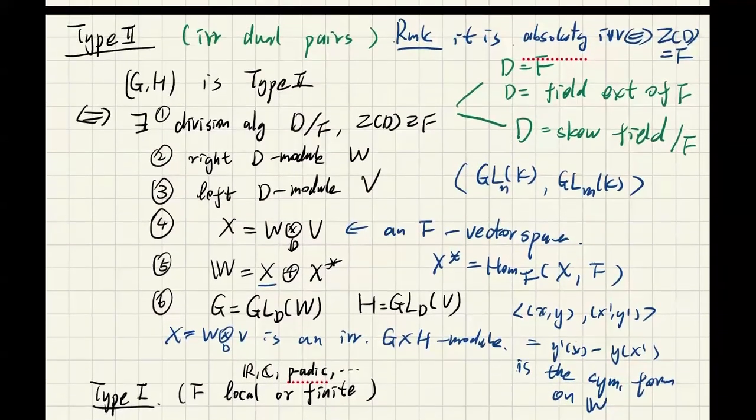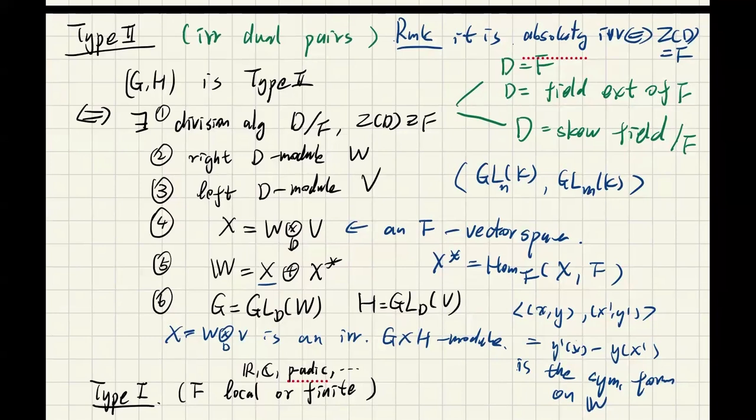So this type 2 is very simple, because it's basically a dual pair formed just by general linear groups. They are just matrix groups.